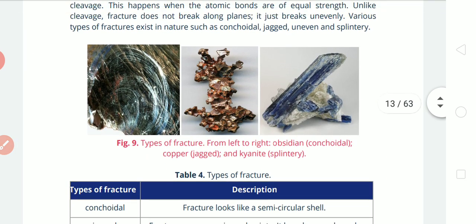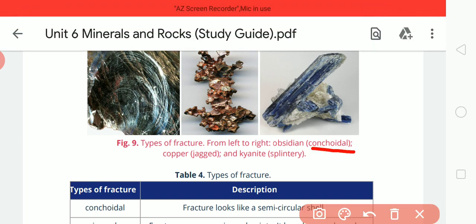Okay. So, ito do yung conchoidal class. Conchoidal ito. And then, si jagged, copper has a jagged fracture. And then, si kyanite has a splintery fracture.